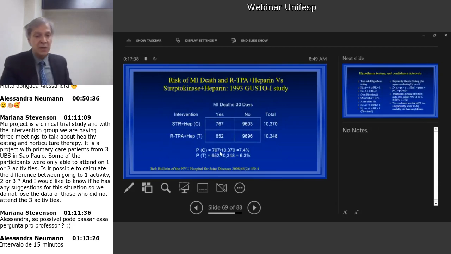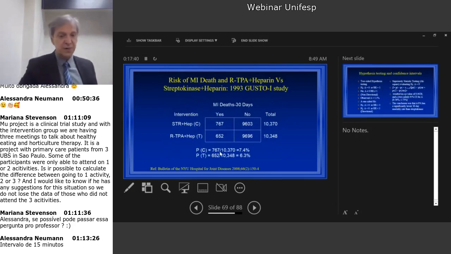Numbers to show how we do this statistical testing from a superiority perspective. Streptokinase heparin treatment versus RTPA, which is pretty much in use now. That was the original study in 1993. What is RTPA in Portuguese? You remember? Okay, what do you remember? RTPA, what is it in Portuguese?